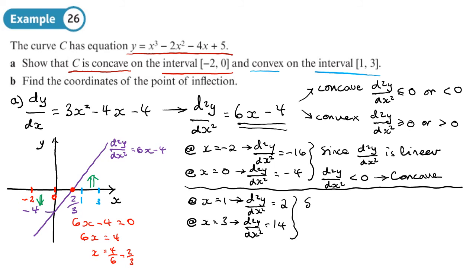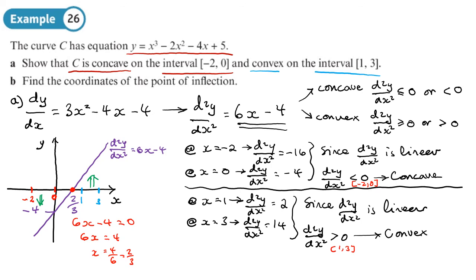I'll say the same thing again. Since the second derivative is linear, the second derivative is greater than 0. I suppose I should put in the interval as well. So I should put here that this is between minus 2 and 0. And here I should also put that this is between 1 and 3. So that leads us to believe that this is convex. Okay, so we've done that.